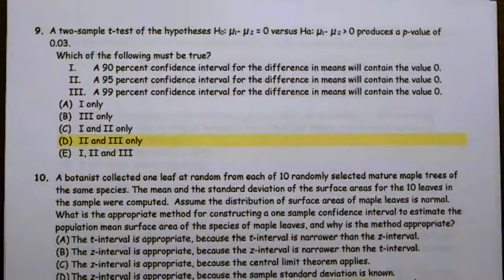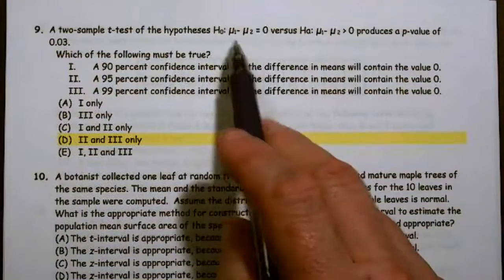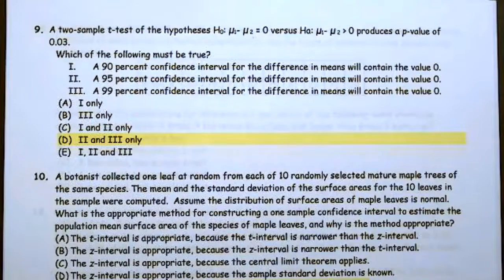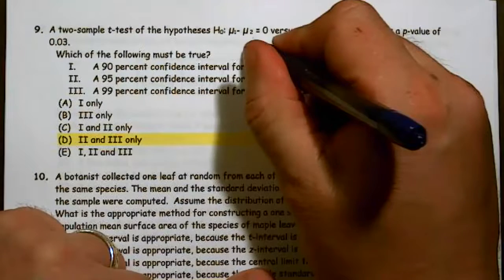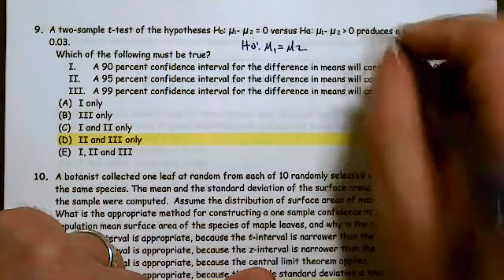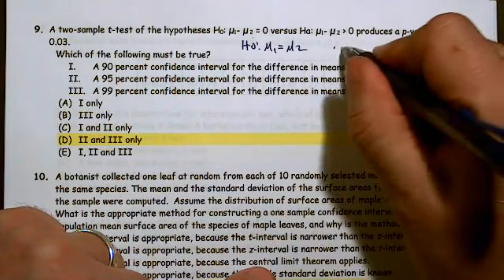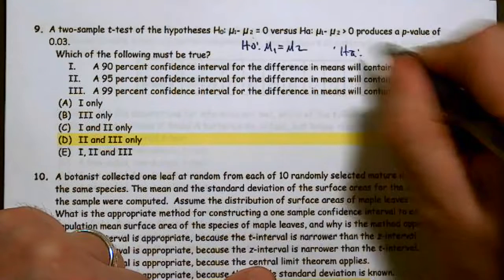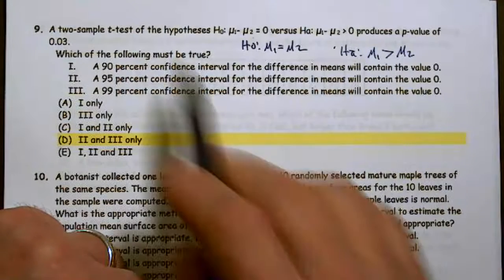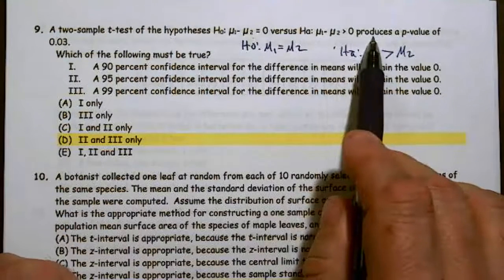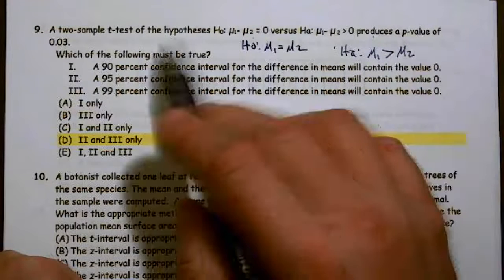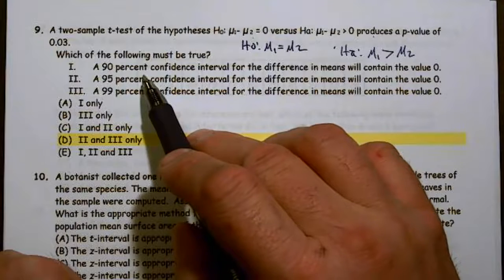Moving on to number 9. A two-sample t-test of the hypothesis mu1 minus mu2 equals 0. We could have rewritten this, all right? We could have rewritten this and said, and if I write it down, you need to, H0: mu1 equals mu2. And our alternative would be mu1 is greater than mu2, all right? Produces a p-value of 0.03. So that's the key part. We're producing a p-value of 0.03. Which of the following must be true?